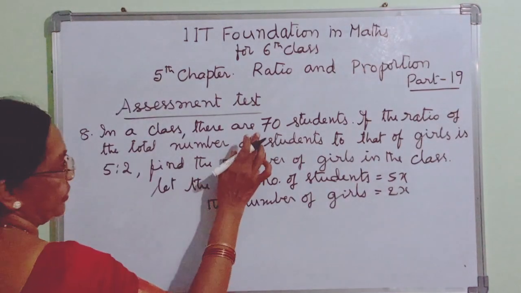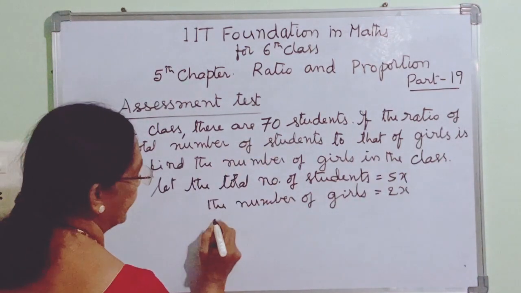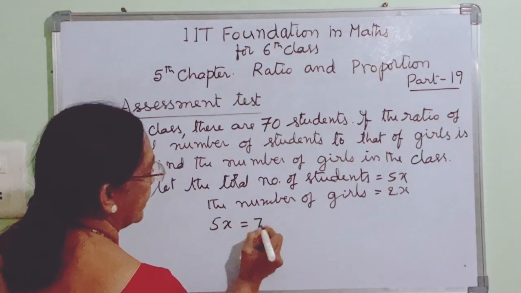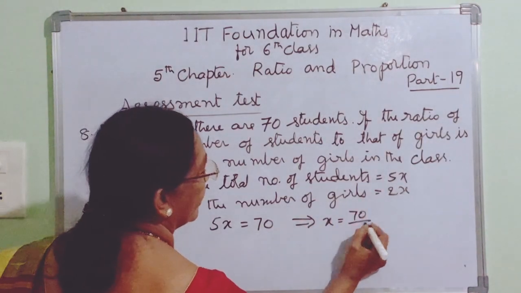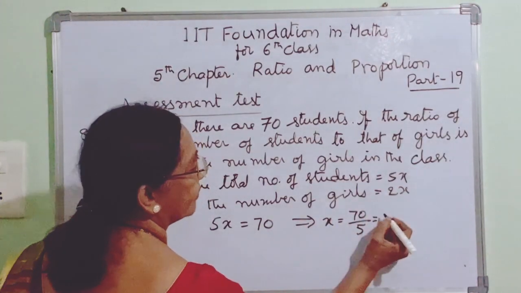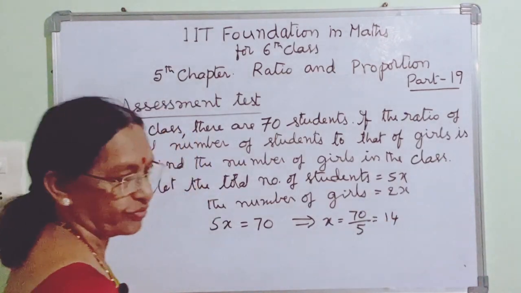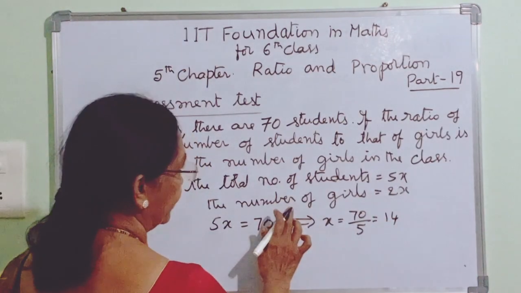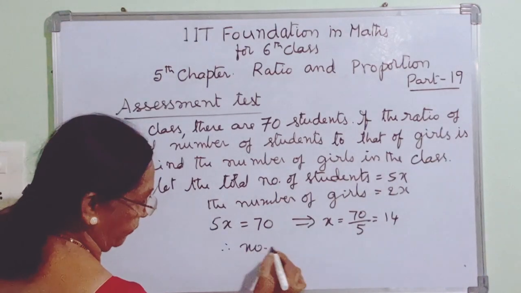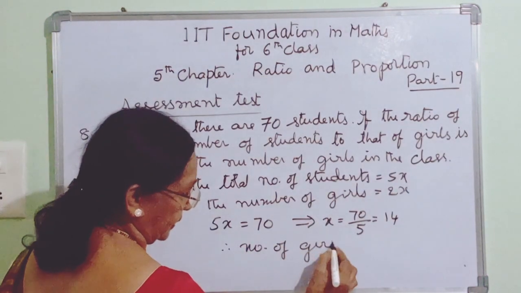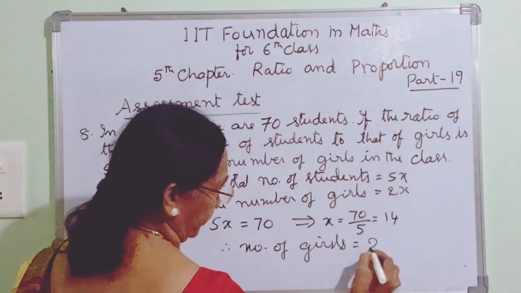But the total number of students are given as 70. That means 5x is equal to 70 or x is equal to 70 by 5. That is equal to 5 ones, 5 fours, 5 twos, 7. Therefore, number of girls is equal to 2x.